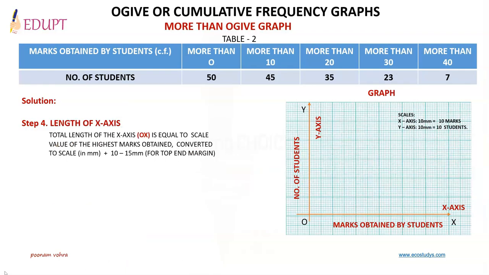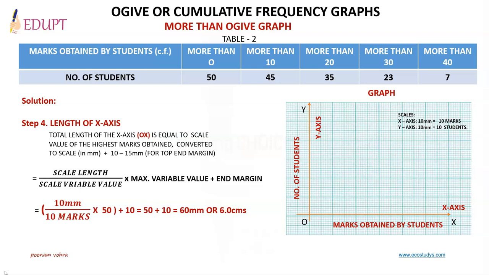Then one has to decide about the length of x-axis, which will be scale length divided by scale variable value into maximum variable value plus end margin. This formula we have used earlier also, so it turns out to be 10 millimeter divided by 10 marks into 50 plus 10, which is the margin, so it is 60 mm or 6 centimeters. So length of x-axis would be 6 centimeters.